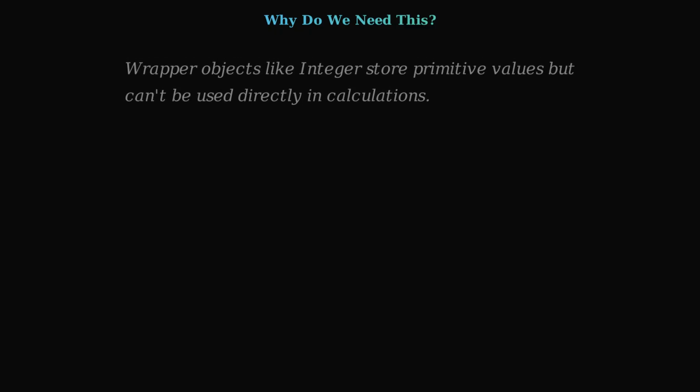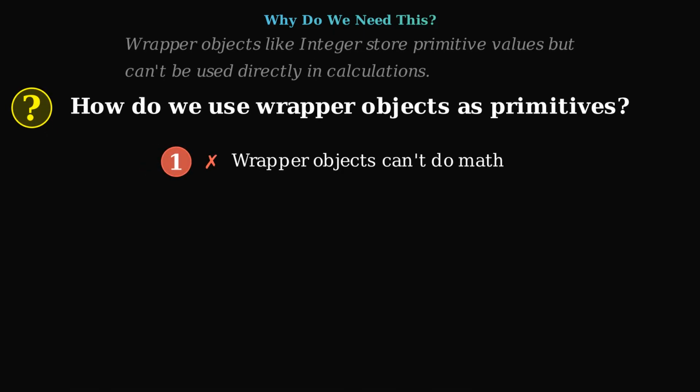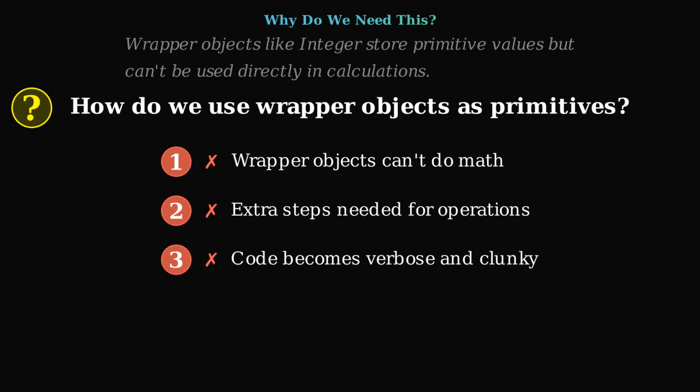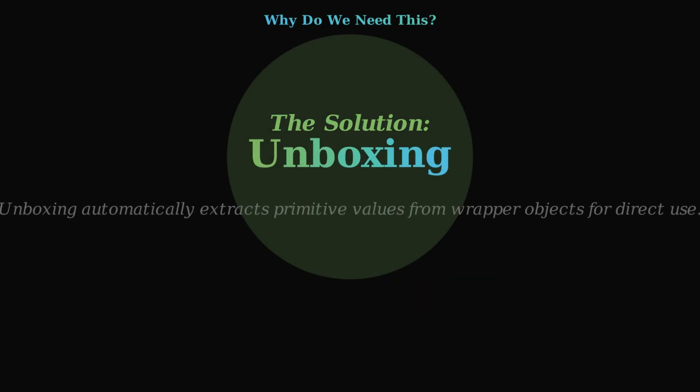Wrapper objects like Integer store primitive values, but can't be used directly in calculations. How do we use wrapper objects as primitives? Wrapper objects can't do math. Extra steps needed for operations. Code becomes verbose and clunky. Unboxing automatically extracts primitive values from wrapper objects for direct use.